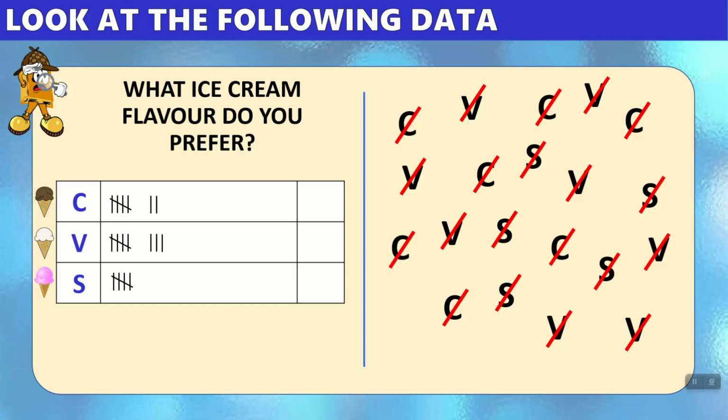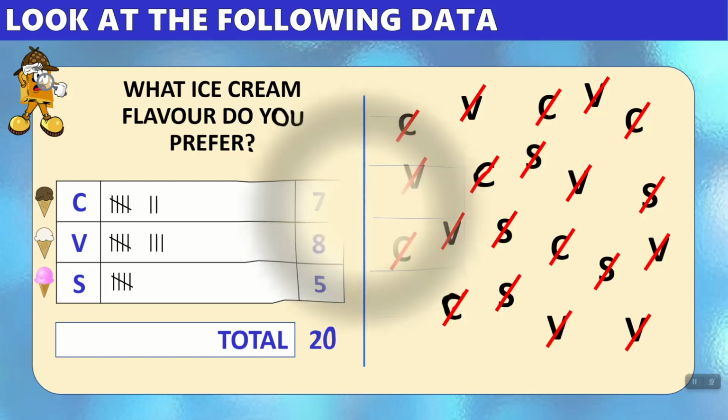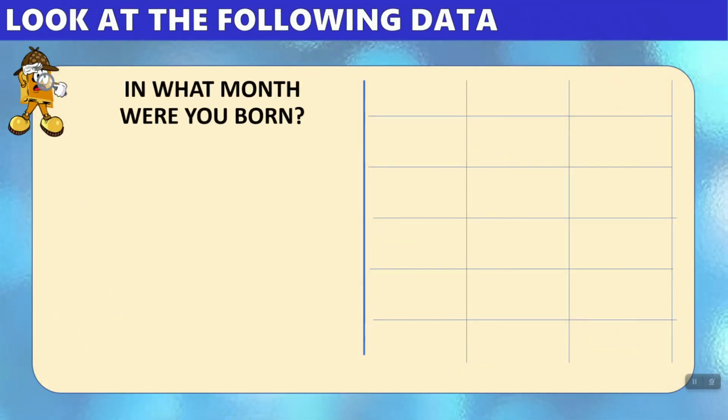With chocolate, we have 5 and 2, which is 7. Vanilla, we have 5 and 3, which is 8. And strawberry, we just have 5. And if we wanted to know how many people were asked the question, we add 7 plus 8 plus 5 to give us 20. And one more survey, if we asked a group of people, in what month were you born?